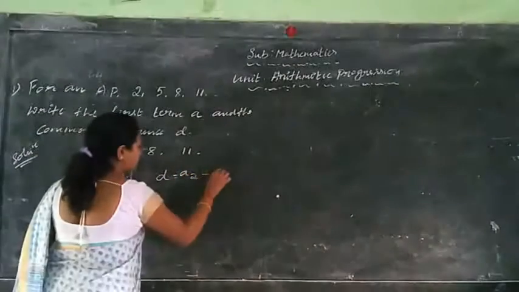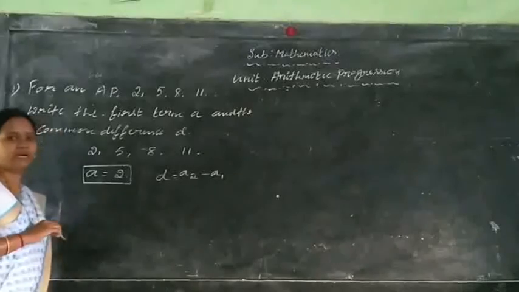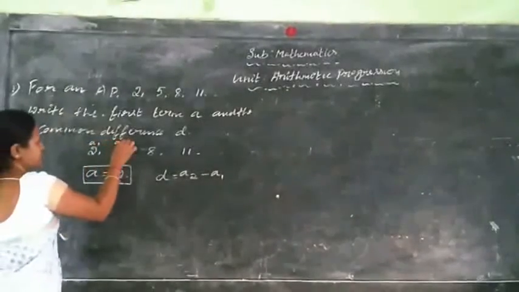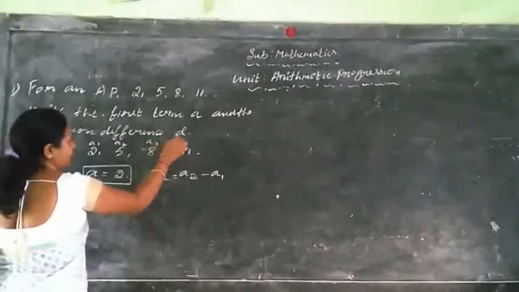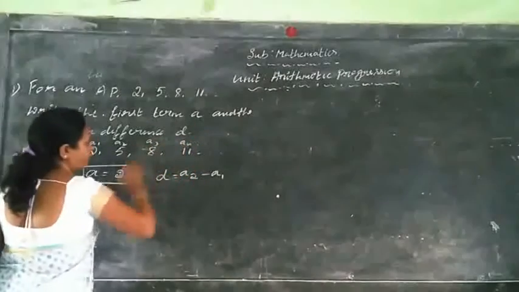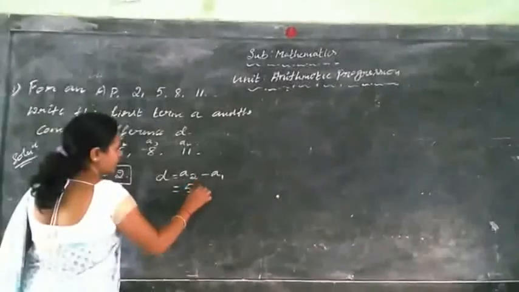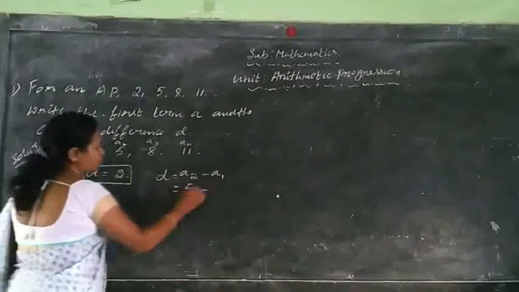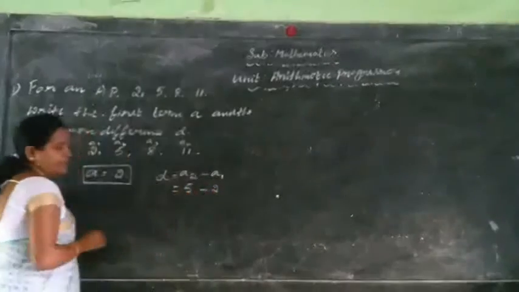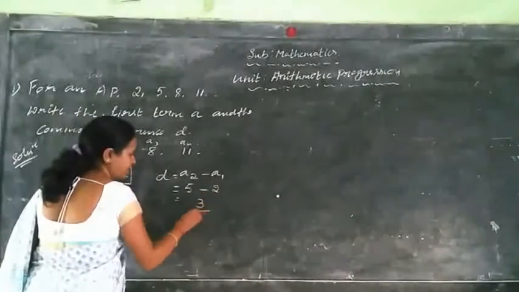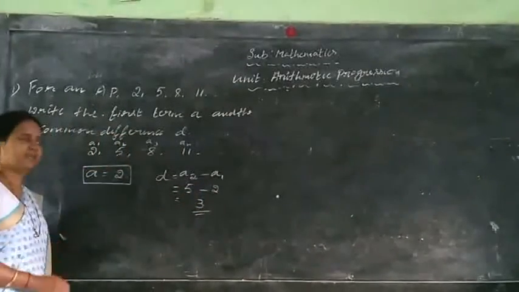a2 minus a1. So the first term is denoted by a1, second term by a2, third by a3, fourth by a4. So a2 is 5 minus a1 is 2. 5 minus 2. So 5 minus 2 is, children, 3. The common difference is 3.